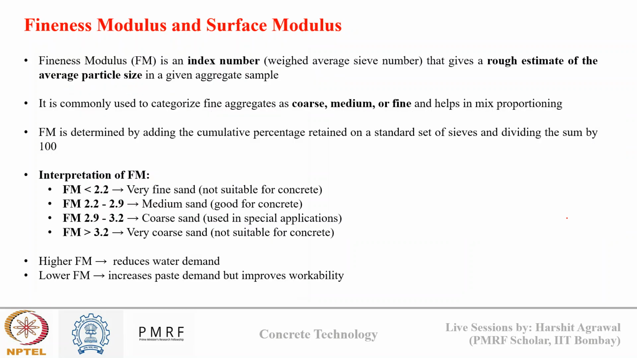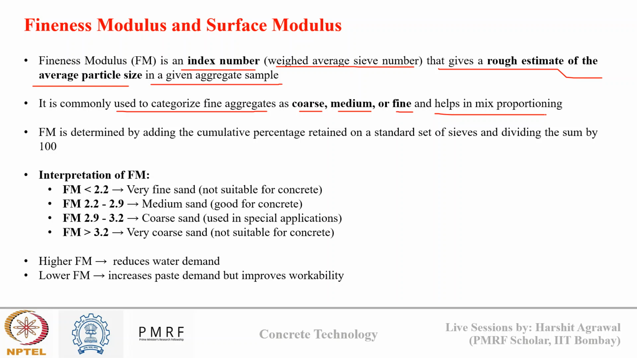Now, to understand aggregate grading, there are two terms that are most commonly used. One is fineness modulus and the other one is surface modulus. Fineness modulus is nothing but an index number, a weighted average sieve number, that gives us a rough estimate of the average particle size in a given aggregate sample. It is commonly used to categorize fine aggregate as coarse, medium, or fine, and it helps in mix proportioning.